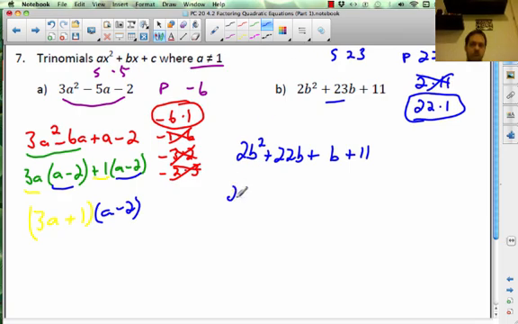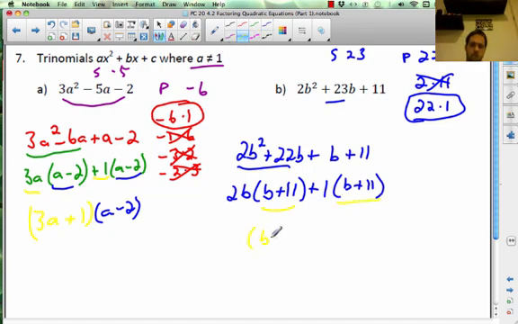Take out your common factors. 2b will come out of the first two terms here, and we're left with b plus 11. And a 1 will come out of the last two terms. There's nothing bigger than a 1 that's common to these, but it leaves us again with a b plus 11. So we have our yellows here, b plus 11, and we have our blacks here, which we group 2b plus 1. And we're done.